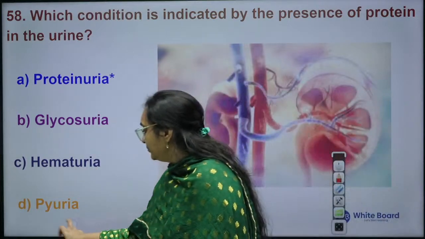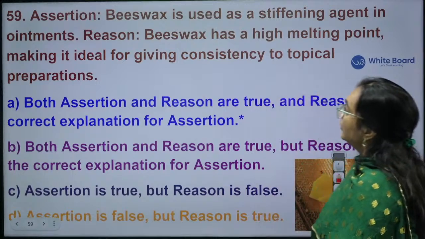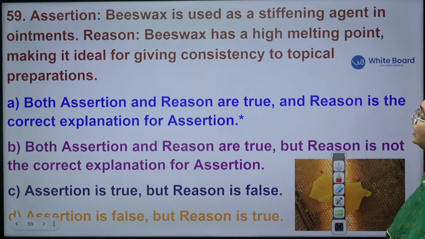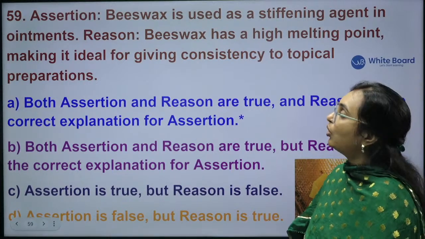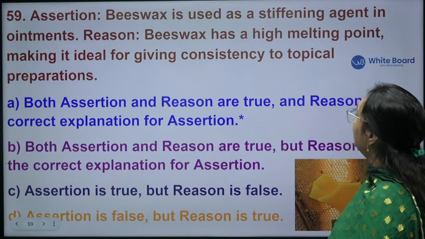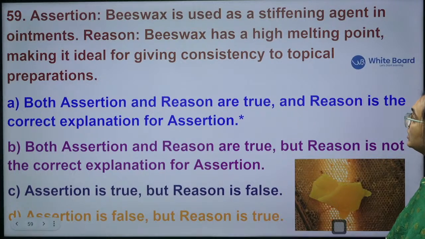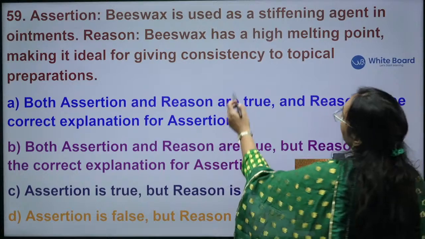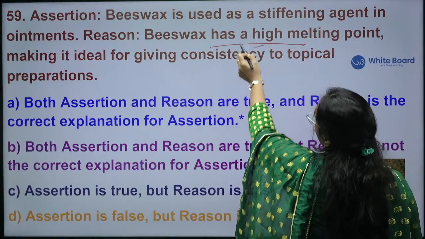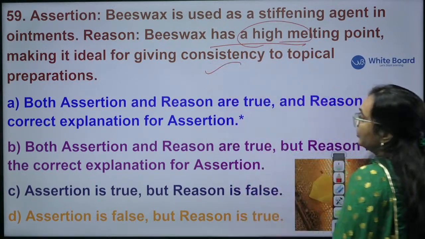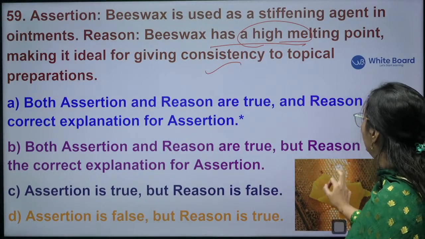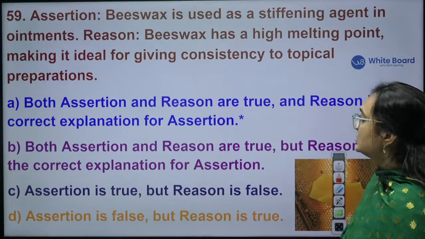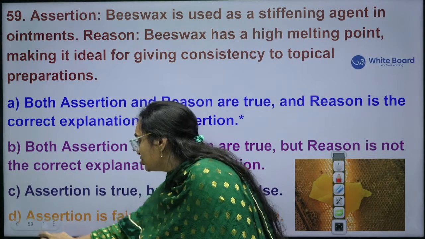Next question. Beeswax is used as a stiffening agent in ointments. Yes, beeswax is used as a stiffening agent in ointments. Beeswax has a high melting point, making it ideal for giving consistency to topical preparations. Because of the stiffness and high melting point, it is used in the preparation of ointment. So the assertion is true and the reason is a correct explanation. Answer is A.